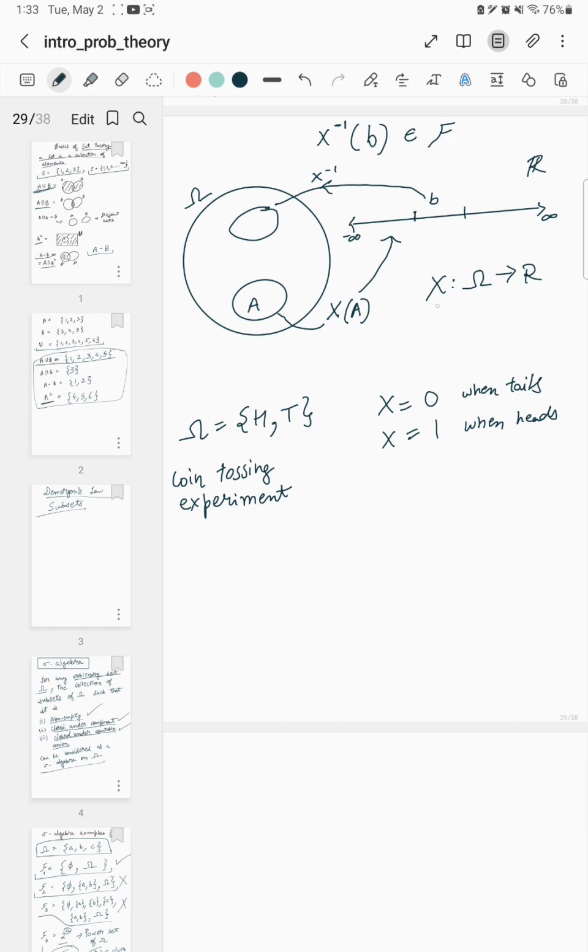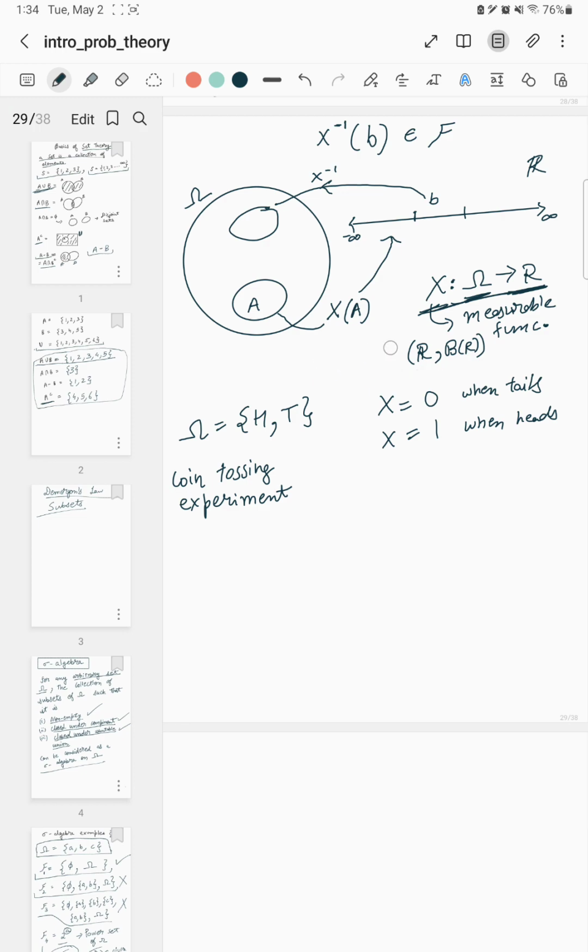Let's say we have a random variable x. As we know, x is mapped from a sample space omega to the set of real numbers, and x is a measurable function. It's a measurable function where it maps from measurable space omega and f to the real sample space and the Borel sigma algebra, as we had discussed in the previous video.